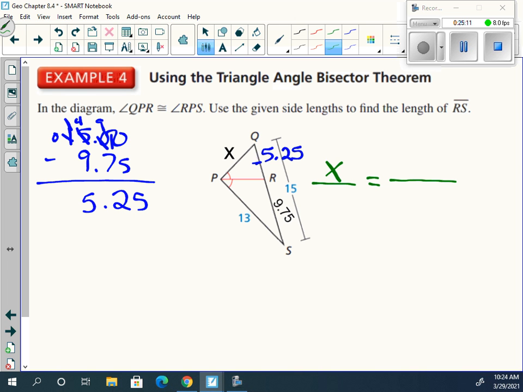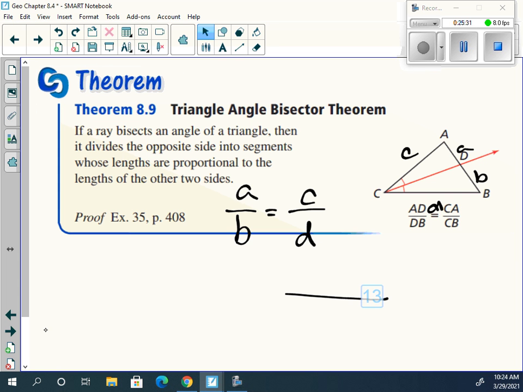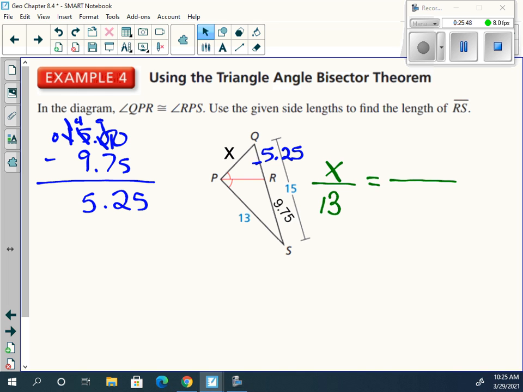So we set this as x over what? It would be 13, because the sides of the triangle are going to connect, and the sides that are split are going to be in the same sets of fractions. Because if we look back here at this theorem, AD over BD, those sides that are split are going to be in the same fraction. AC over CB, the sides of the triangle are together. And they're always going to go in those pairs. So here the sides of the triangle, x over 13, would go together.